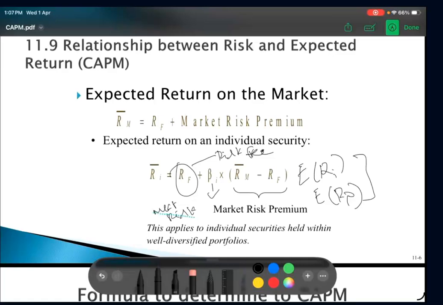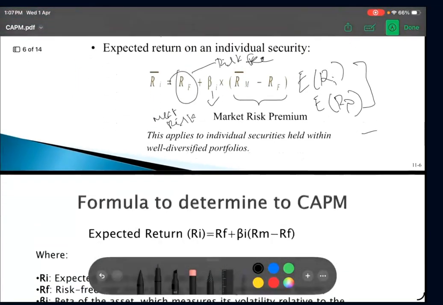When you use this formula, it sets the benchmark against which you compare the actual return of a portfolio with the expected return, and then try to understand whether the stock is undervalued or overvalued. Based on that, you take a call on whether the stock needs to be bought or not.